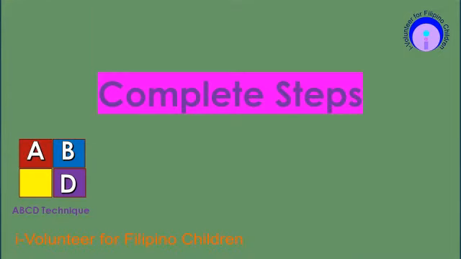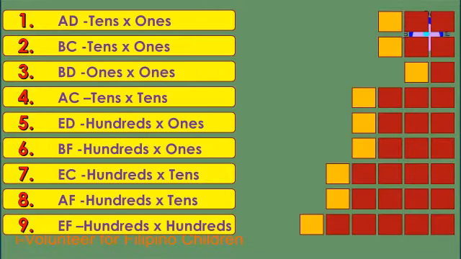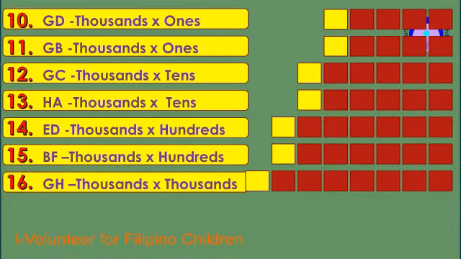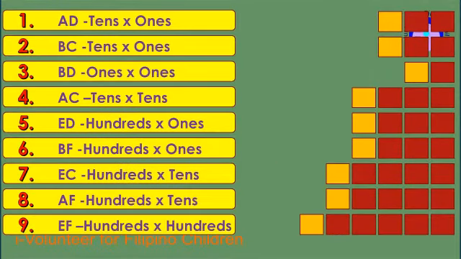Before learning the shortcut method, I would like you to learn the regular way of multiplying a 4 by 4 digit number. The regular way of multiplying a 4 by 4 digit number has 16 steps. When the shortcut method is used, a few steps will be omitted as indicated by the blue background.